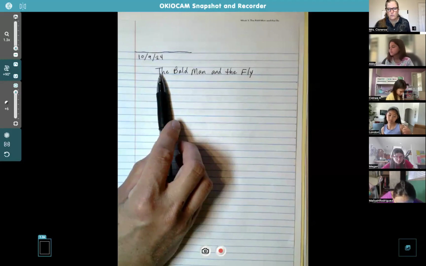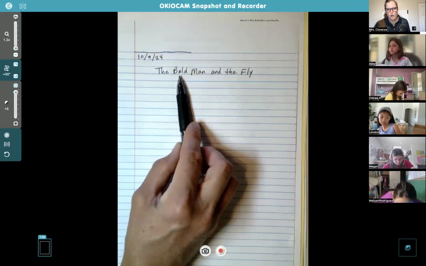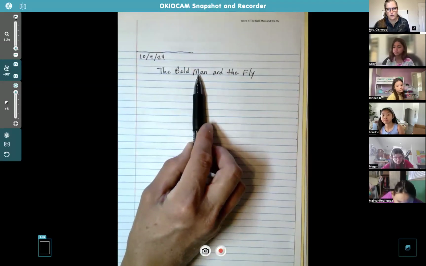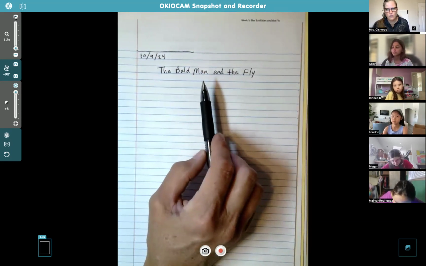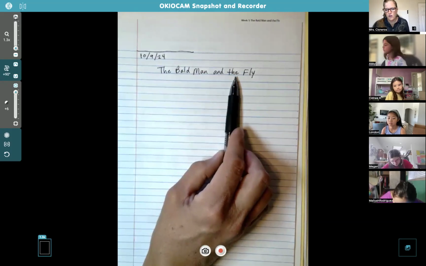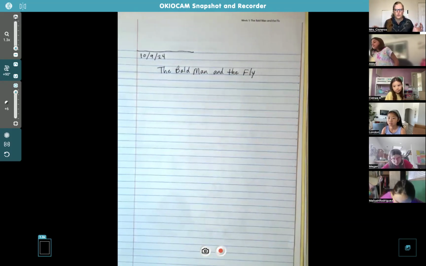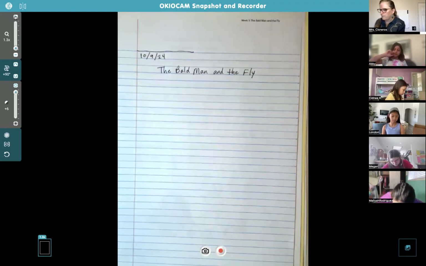You guys are getting good about finding keywords. So like bald man, those are keywords, and fly. But "and" and "the" are not keywords, right? So that's why these are not capitalized. So that's a little rule. I'll remind you about that a lot. Eventually, it'll get easier to remember how to do that.